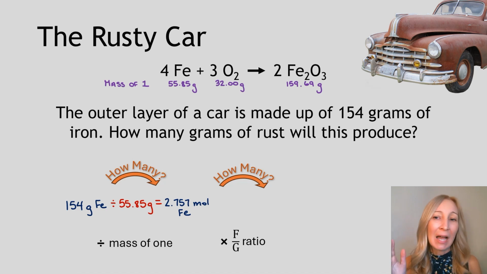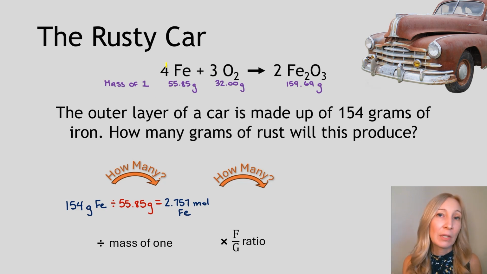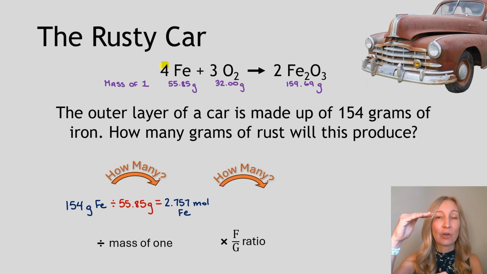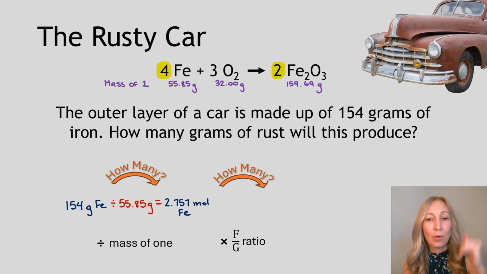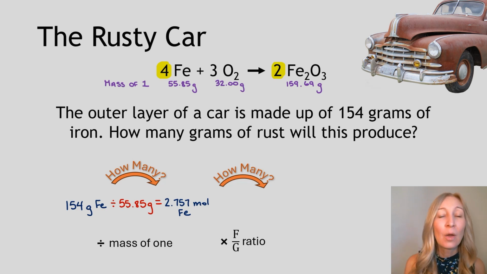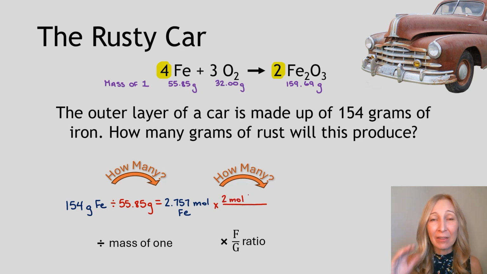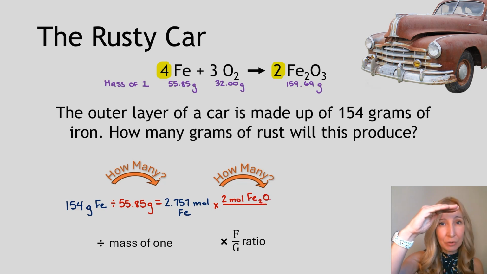Next, we need to know how many moles of rust will be produced. This is one of those how many problems where we use the coefficient ratios. 4 moles of iron will produce 2 moles of rust. So 2.757 moles of iron will produce 1.379 moles of rust. So I multiplied by the find coefficient 2 over the given coefficient 4.